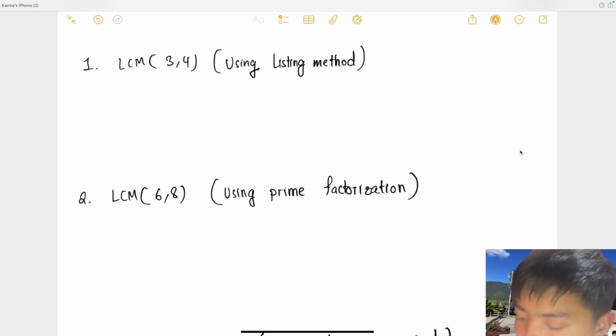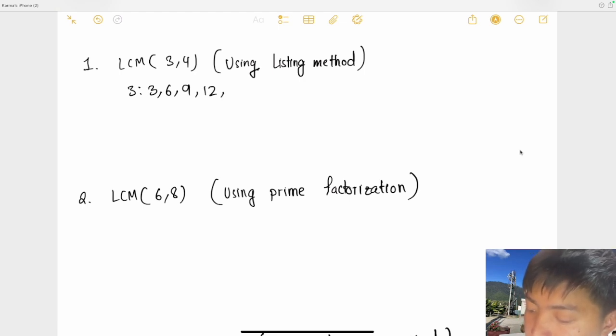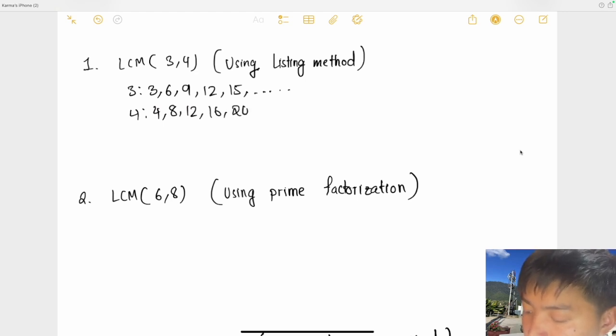So in this method, all you have to do is list the multiples of each number. So the multiples of 3 are 3 times 1 is 3, 3 times 2 is 6, 3 times 3 is 9, 3 times 4 is 12, 3 times 5 is 15, and so on. And the multiples of 4 are 4 times 1 is 4, 4 times 2 is 8, 4 times 3 is 12, 4 times 4 is 16, 4 times 5 is 20, and so on.